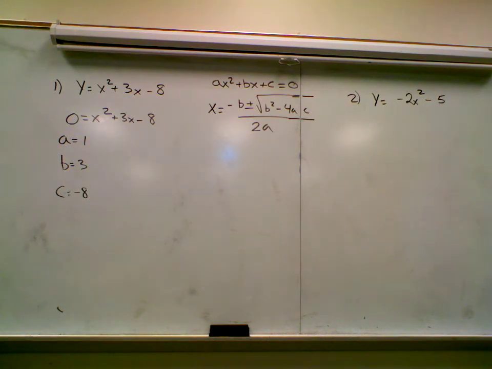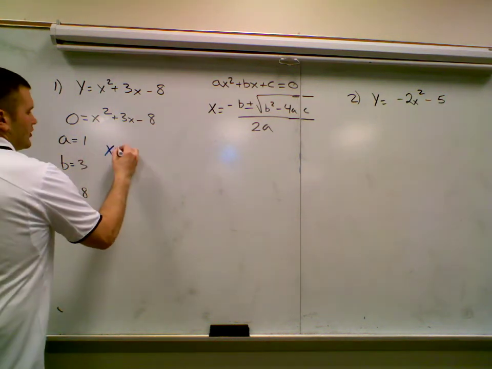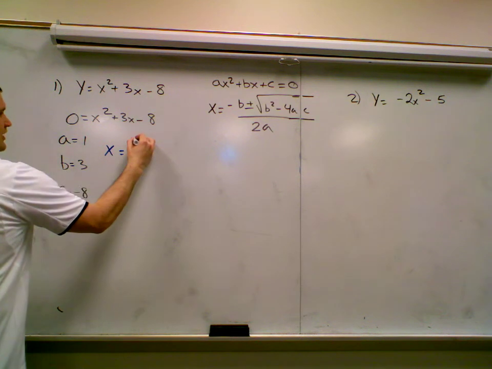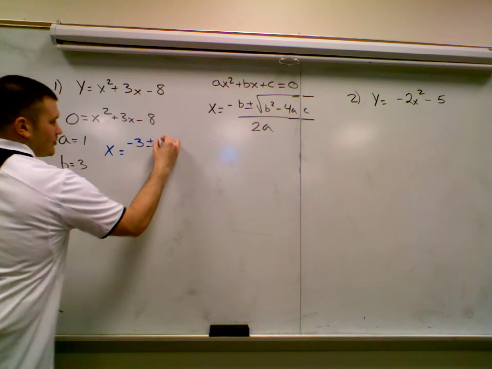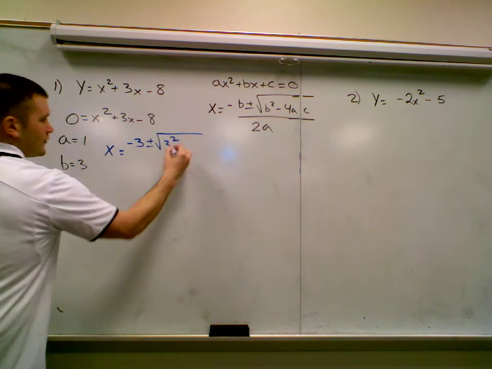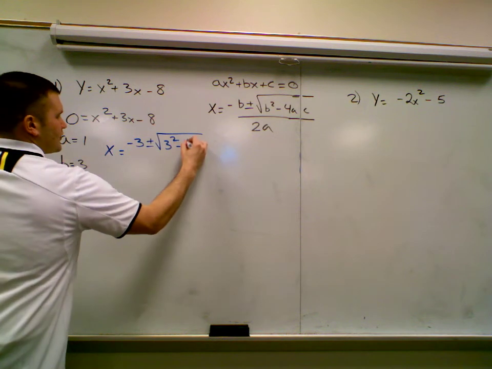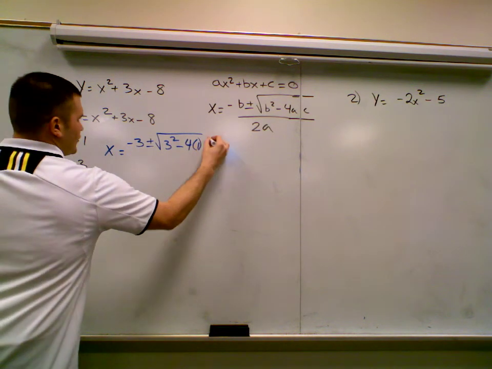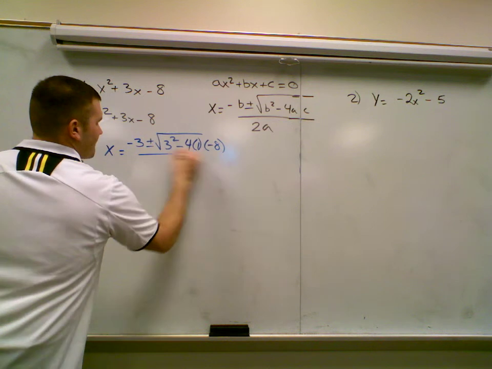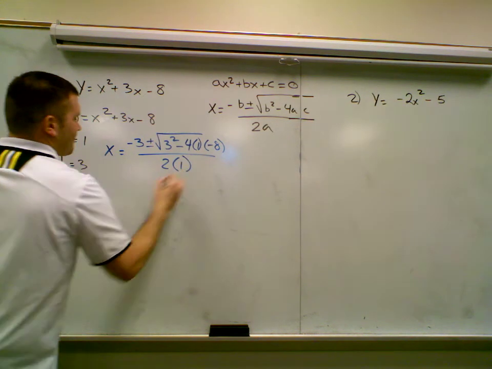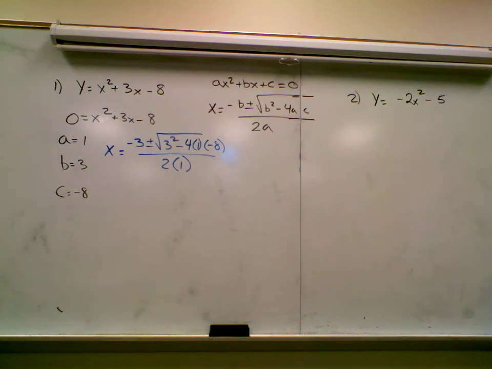Right? So now, the way we find intercepts is we just plug these in for their letter. Okay? So, x equals negative b plus or minus the square root of b squared minus 4ac all over 2a. Okay, does that make sense?